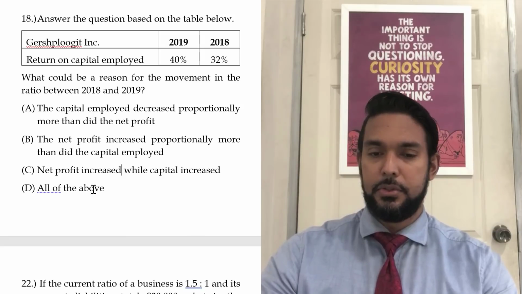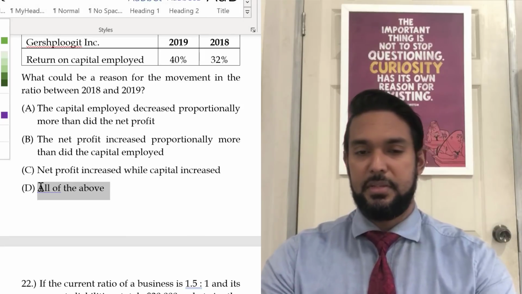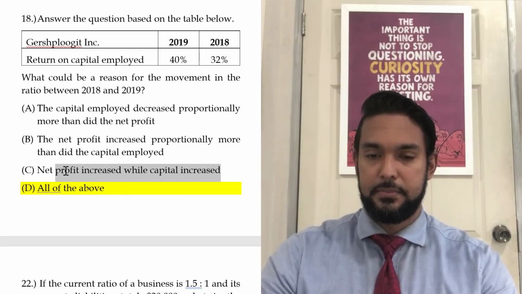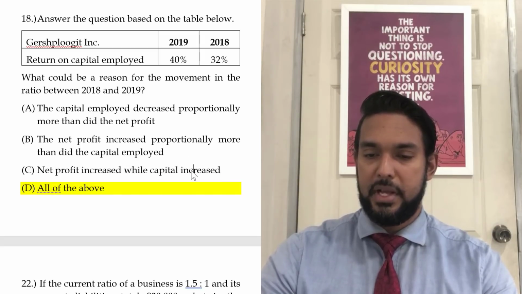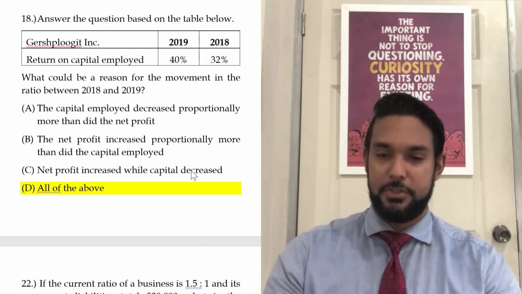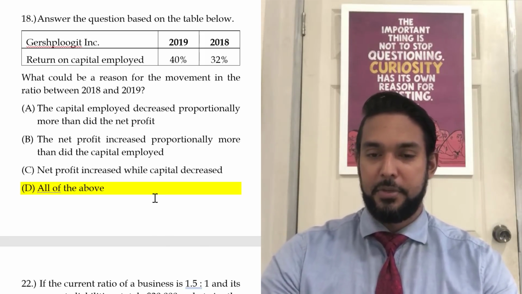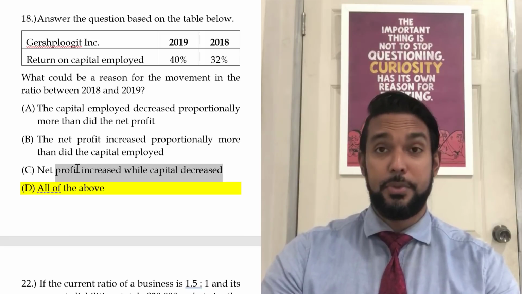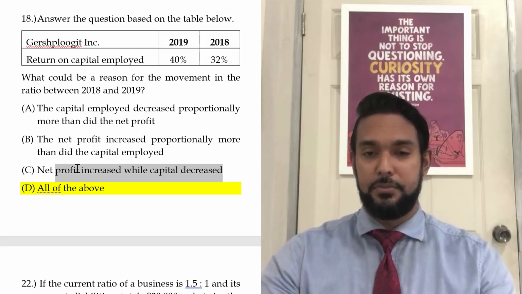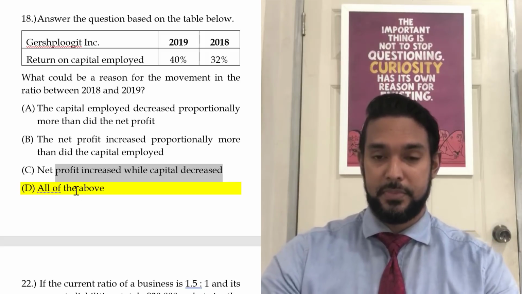All right, okay, so I think the answer here was intended to be all of the above, but I will have to go and fix this. Oh no, it was supposed to be while capital decreased. Right, now it makes more sense. So yes, all of the above. Right, because remember this one, your numerator would be increasing and your denominator would be decreasing, which will increase a fraction, or in this case, increase the percentage.